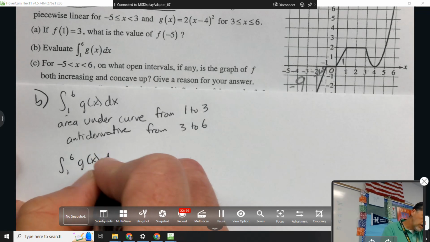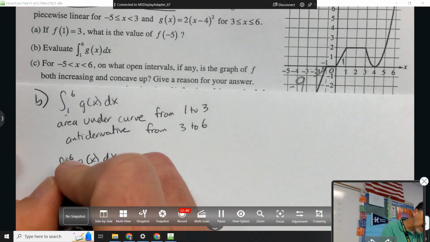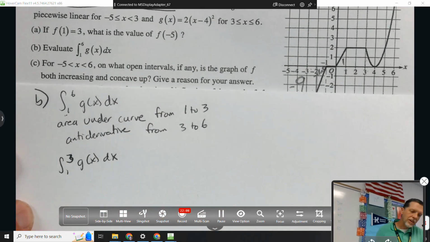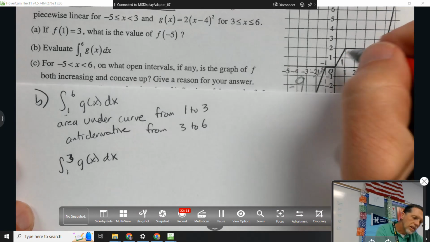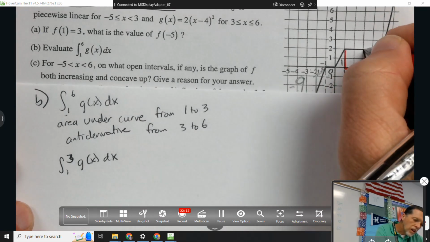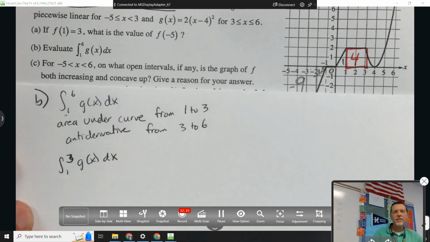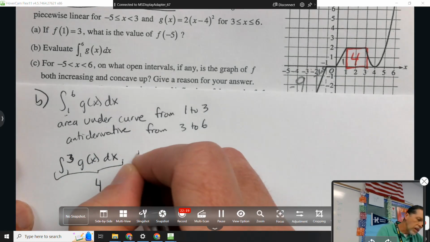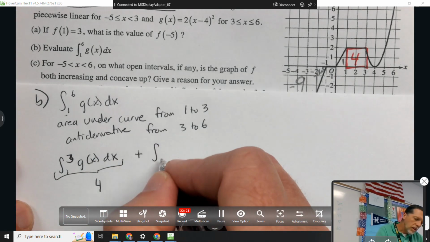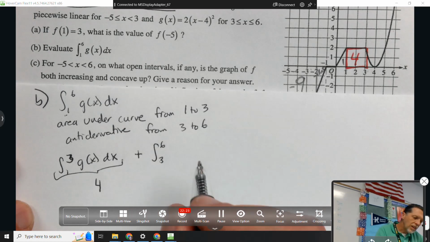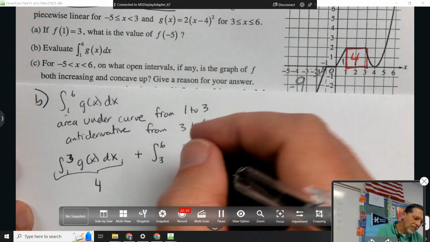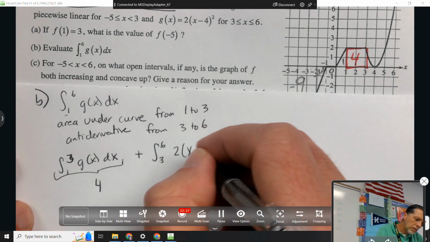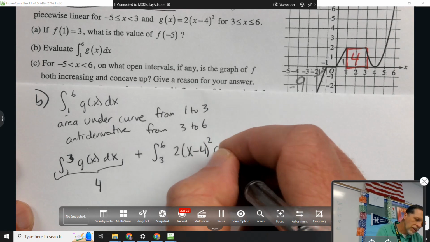So from 1 to, not 1 to 6, 1 to 3, that's just area under the curve. So that would be 4. So that's the easy part. From 3 to 6, well, I have an equation for g of x: the integral of 2 times (x minus 4) squared dx.